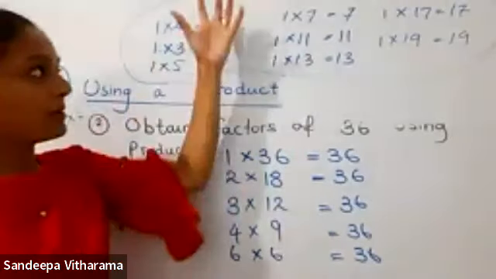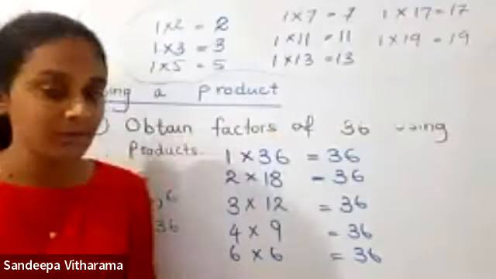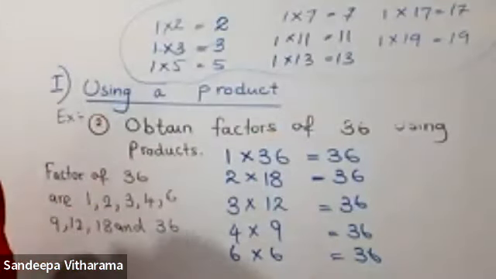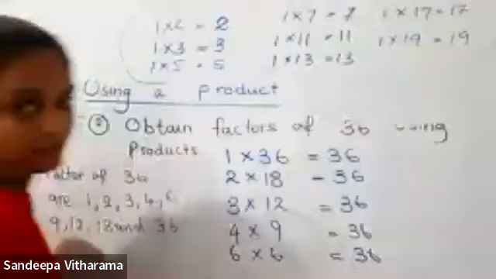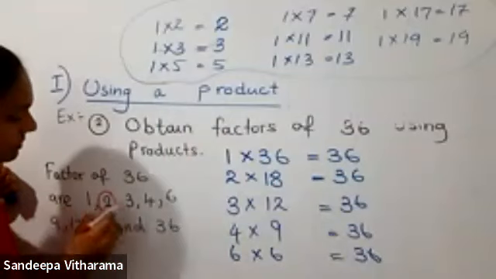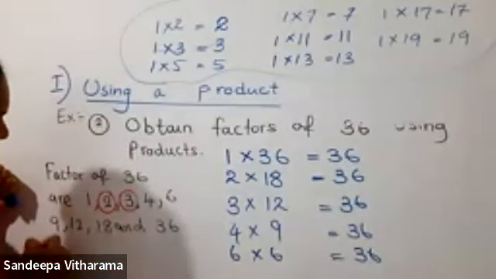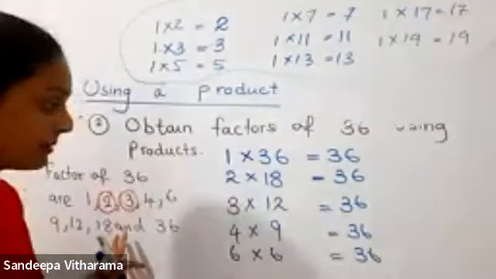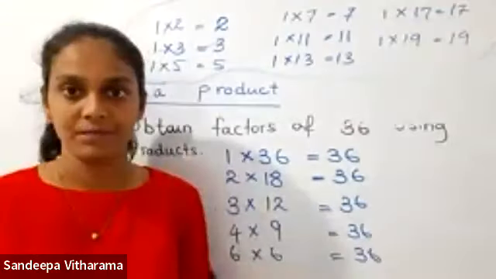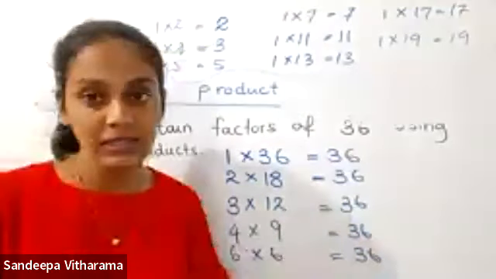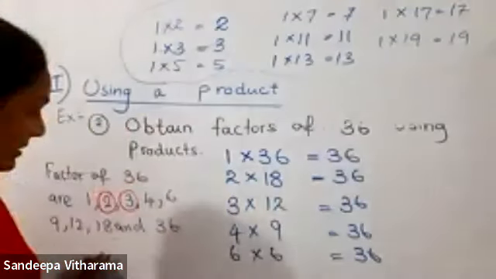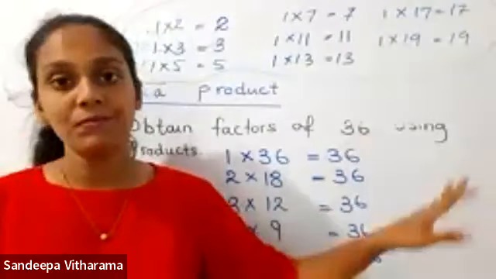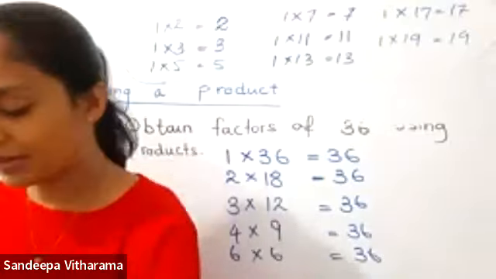Now, when we write the factors of another number, if a prime number appears as a factor, for example 2 is a factor, 3 is a factor, then we can say they are the prime factors of 36. That means among the factors of 36, the prime numbers are called the prime factors of 36.